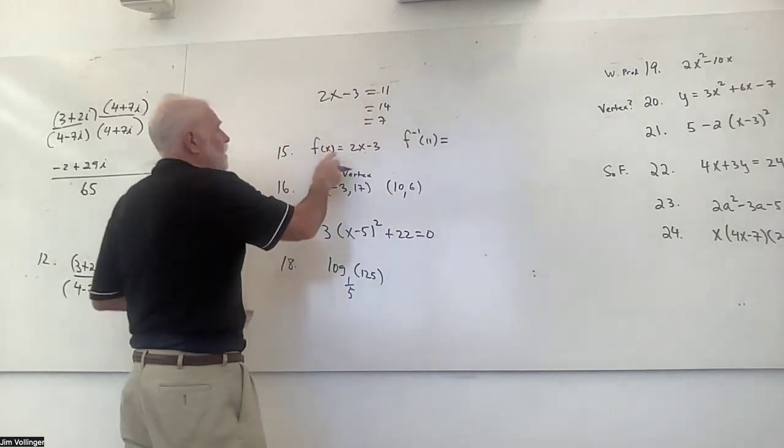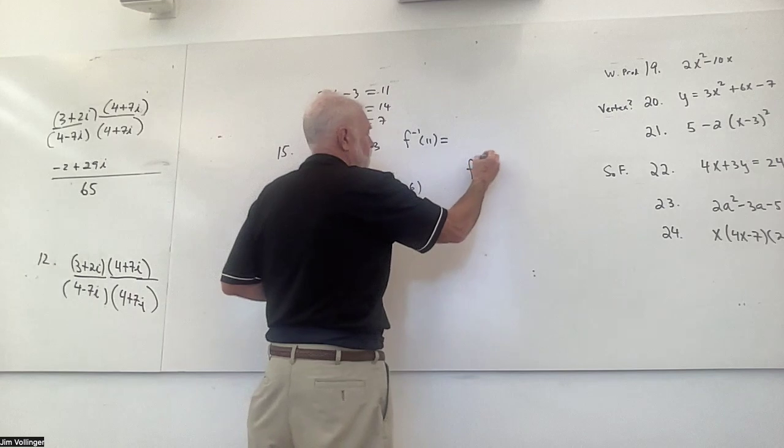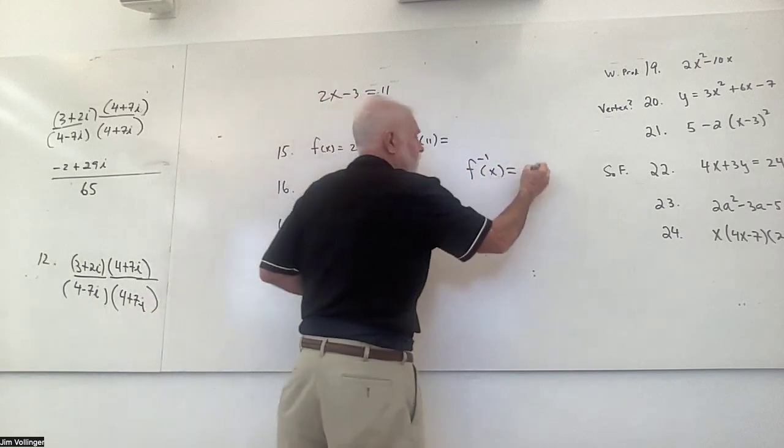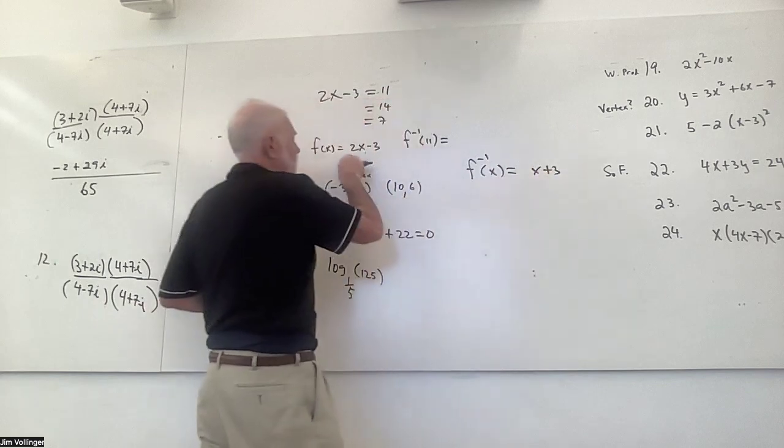Now, let's actually find the inverse of f of x. So f minus 1 of x is the inverse operations. So x plus 3 divided by 2.